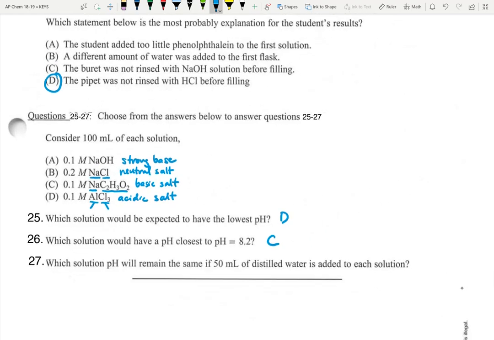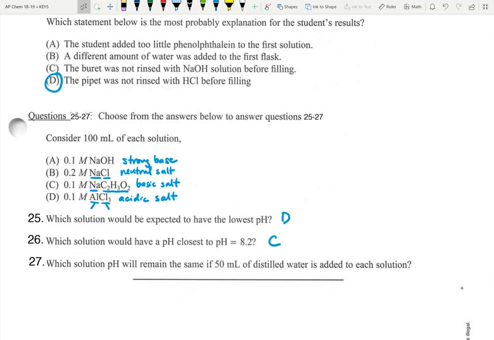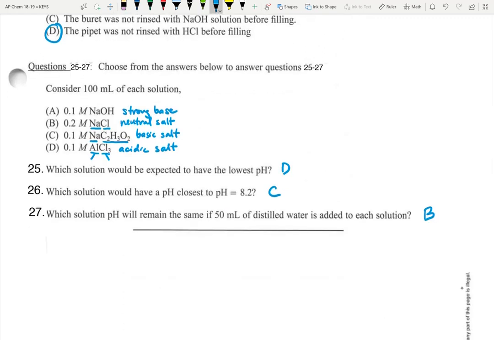And then which solution's pH will remain the same if 50 milliliters of distilled water is added to each? Remember back we talked about buffers. Buffers, when you add water, their pH doesn't change. We don't really have a buffer in any one of these four. But pH is unaffected when you add water to buffers. It's also unaffected when you add water to neutral salt solutions. It just so happens that letter B is a neutral salt solution. Watering down salt water won't change its pH.